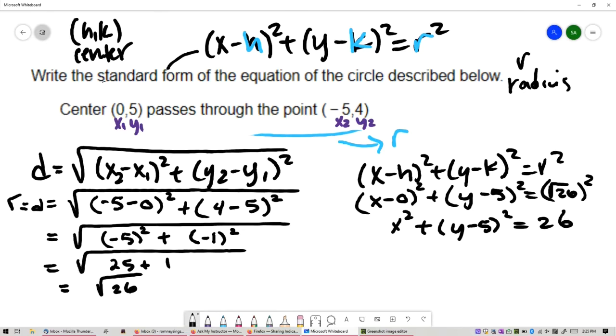And we have that standard form of the equation of a circle with center of (0, 5), passing through the point (-5, 4).